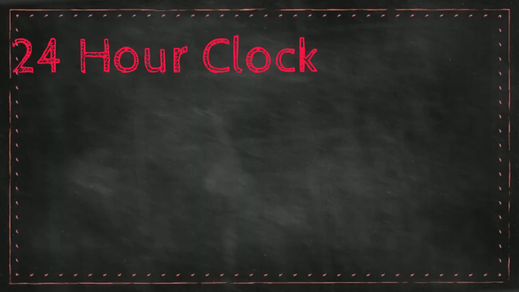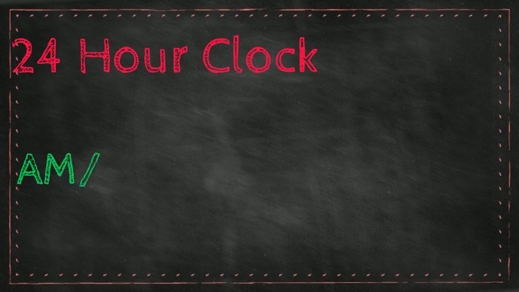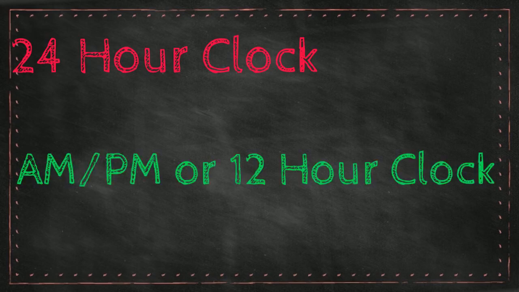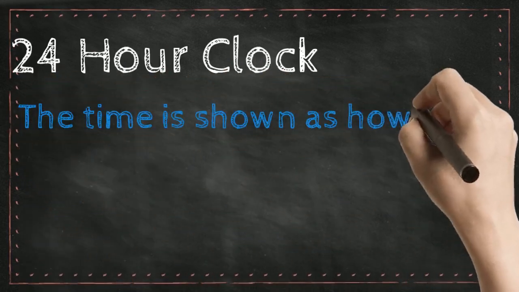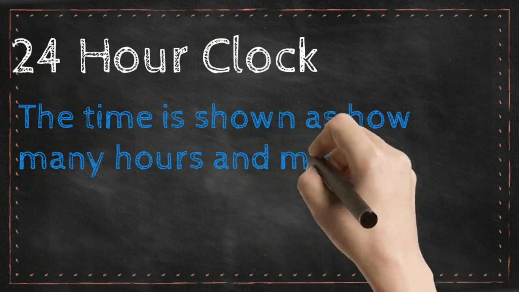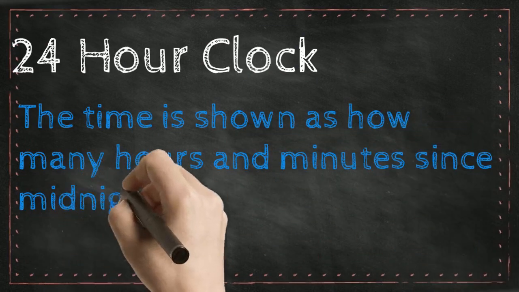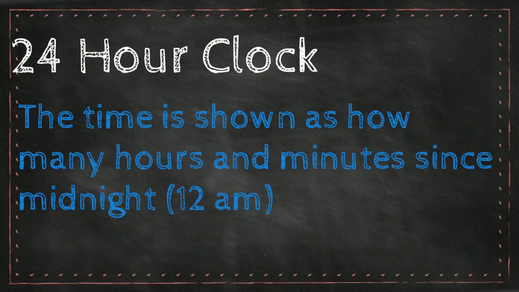As I said earlier, there are 24 hours in a day and 60 minutes in each hour. So there are two main ways to show the time. One is the 24-hour clock and the other one is AM and PM, or the 12-hour clock. In the 24-hour clock, the time is shown as how many hours and minutes since midnight or 12 AM.